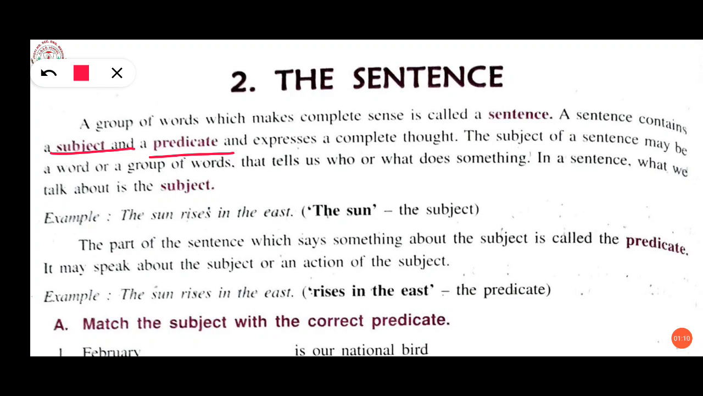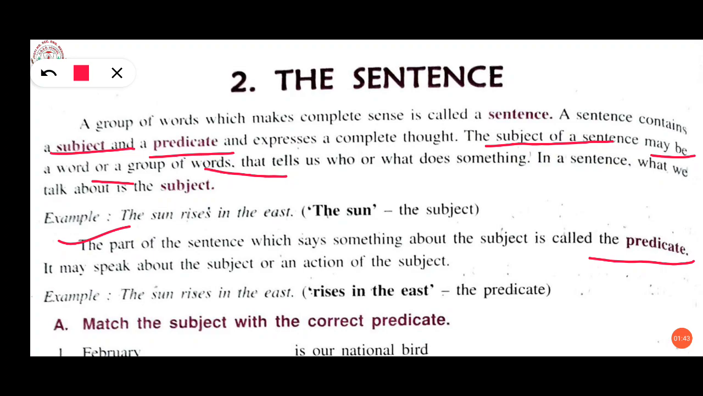Like here in the book, the subject of a sentence may be a word or a group of words that tells us who or what does something. In a sentence, what we talk about is the subject. And what is a predicate? The predicate is the part of the sentence which says something about the subject.